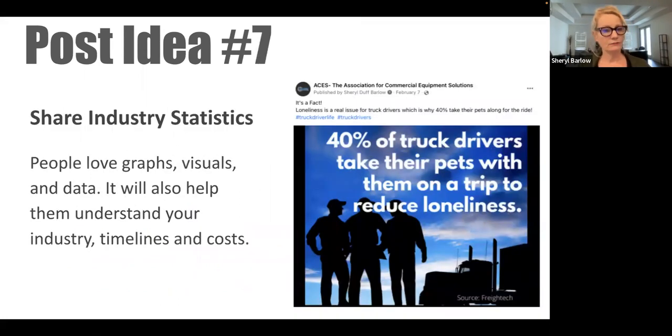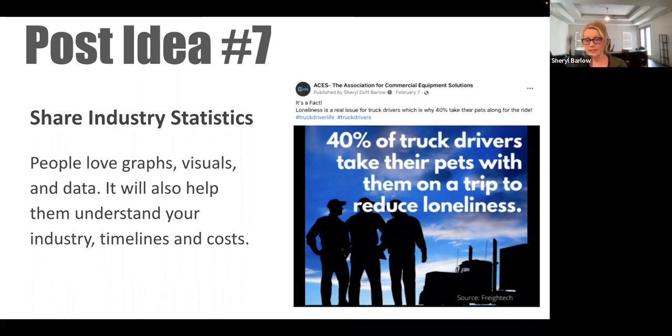Post idea number 7, share industry statistics. People love looking at visuals and data and graphs, and this will help them visually understand your industry a little bit better. It will also help convey extra costs that go into things, so that relates to why you charge what you do for your product. It helps them understand timelines.